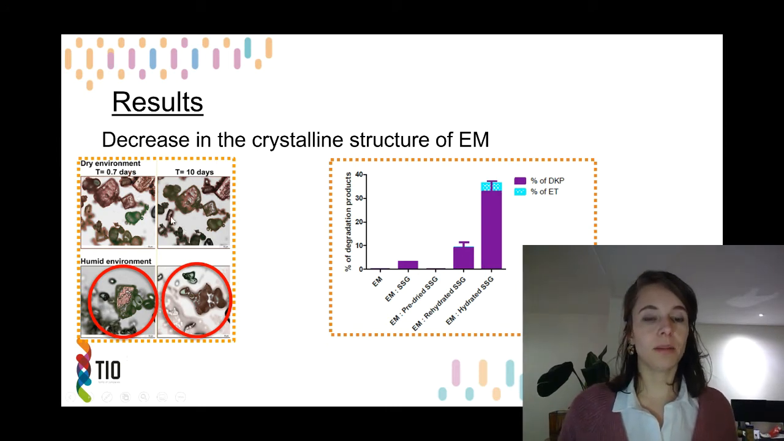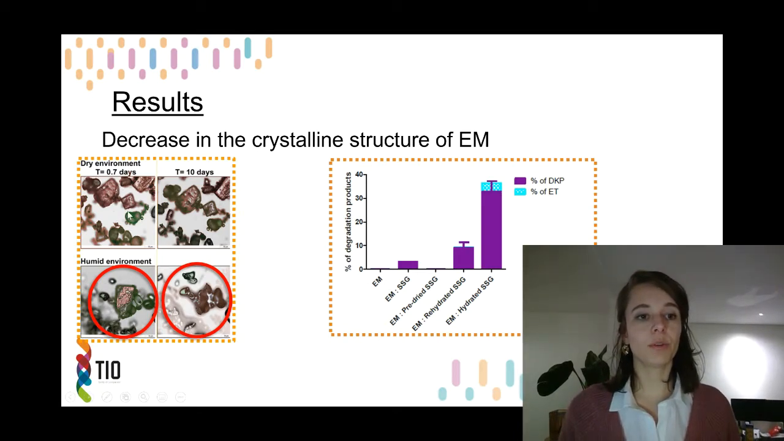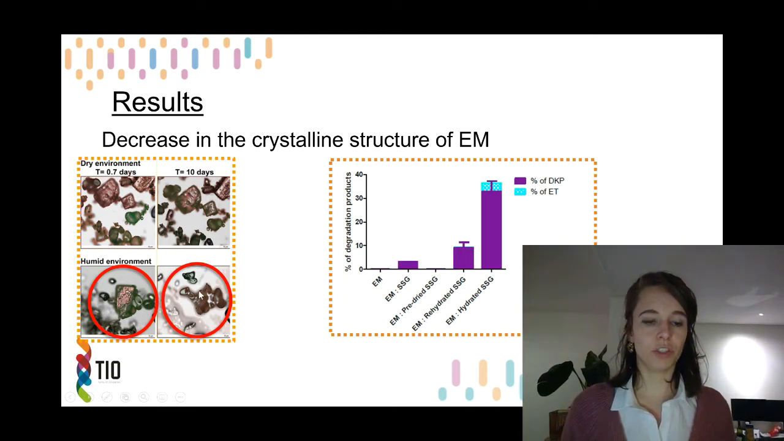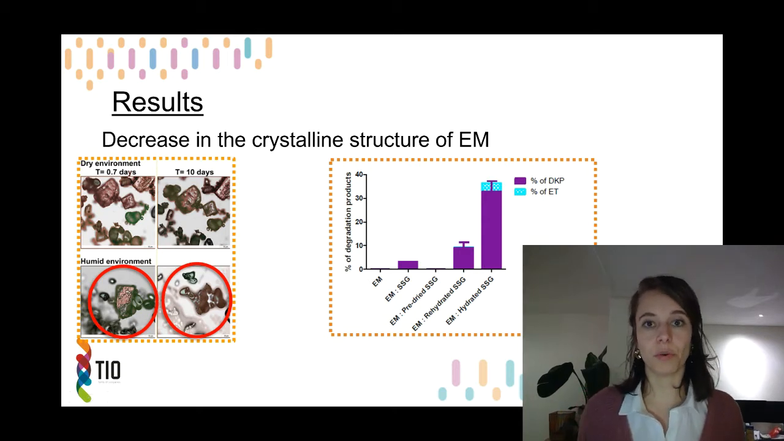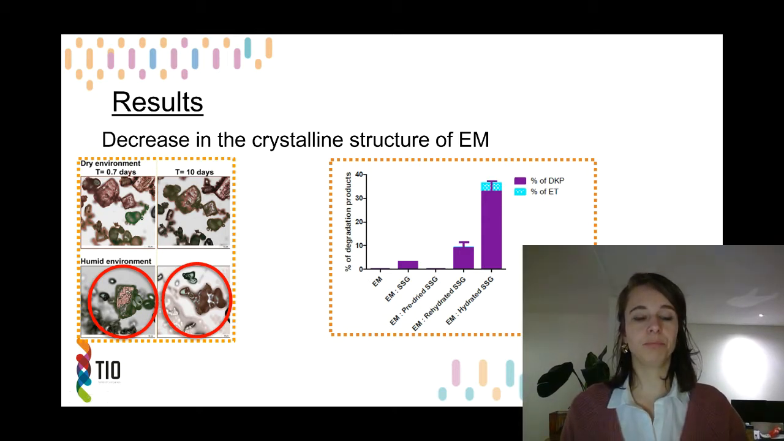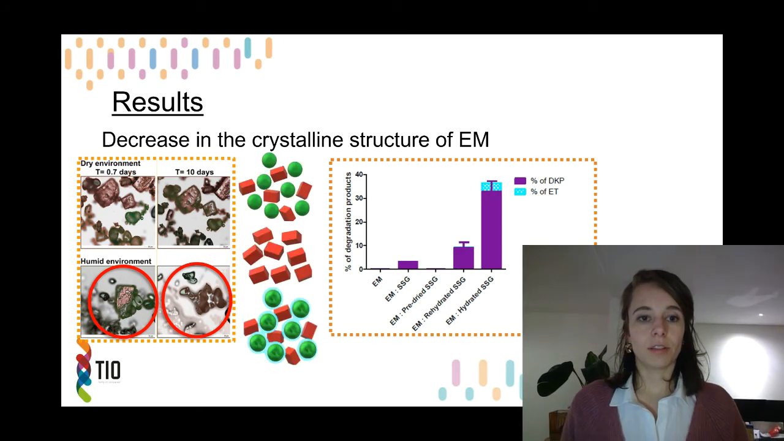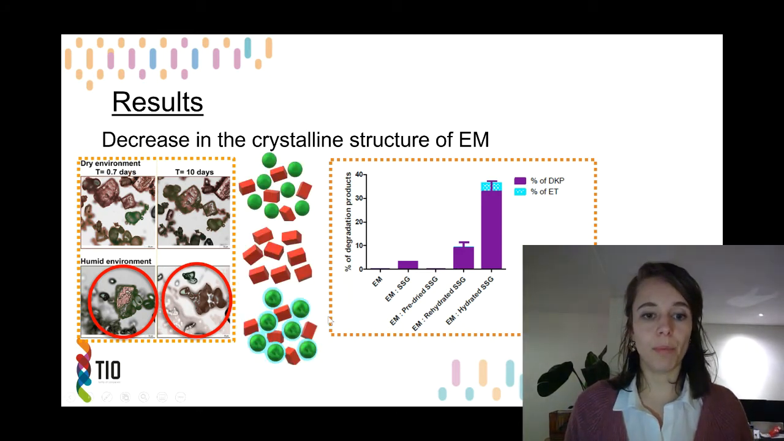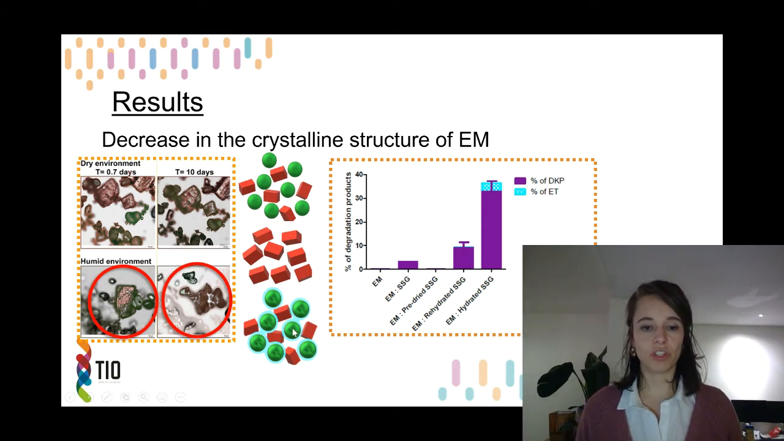And that can be displayed by the morphology results beautifully. As you can see, in a dry environment, the red crystals of EM and the green particles of SSG remain unaltered. And only in the presence of SSG and in a humid environment, we saw that there was a physical transition, or a loss or disappearance, of the crystalline content of EM. And this can be put in a scheme as well. So only the bottom one led to a physical transition. And we also observed that chemical degradation only followed after this physical transition.